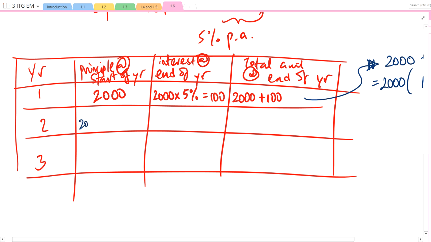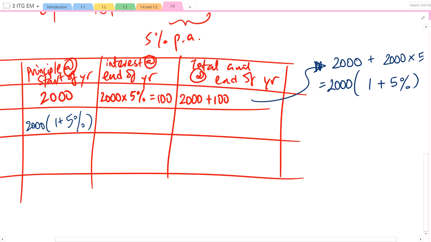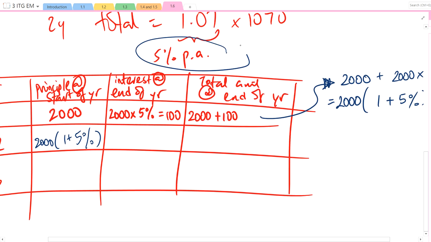Okay, so instead of writing 2100 over here, we have seen that we can actually write it as 2000 times 1 plus 5%. Okay? This is the same. 2000 times 1 plus 5% is the same as 2000 plus 100. Now the interest at the end of the second year. How do we calculate the interest? 5% per annum, right? This time it is 5% of your new principal. The new principal is, Darius, how much is it? How much is your new principal? Can't hear you. Just read. Don't need you to calculate anything.